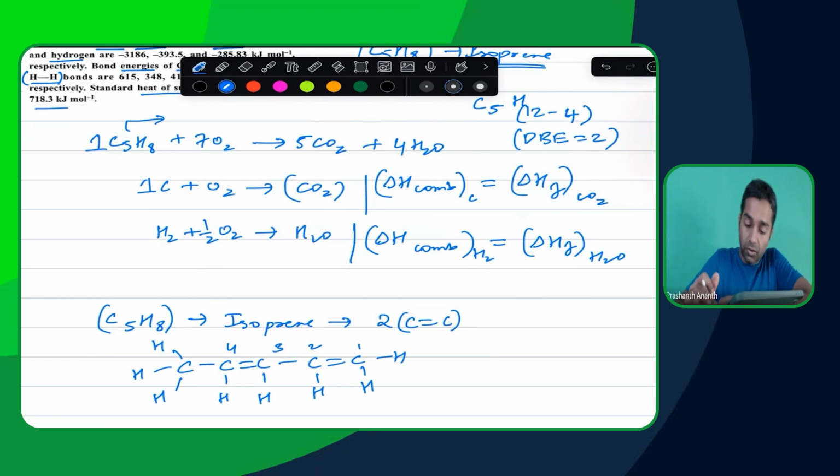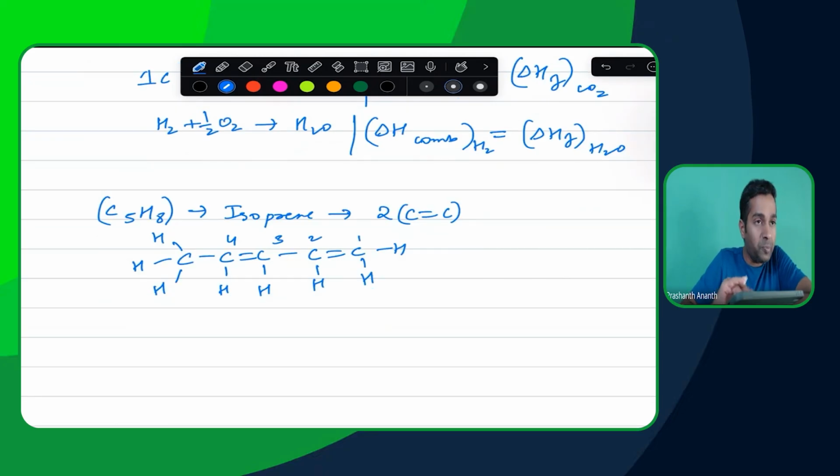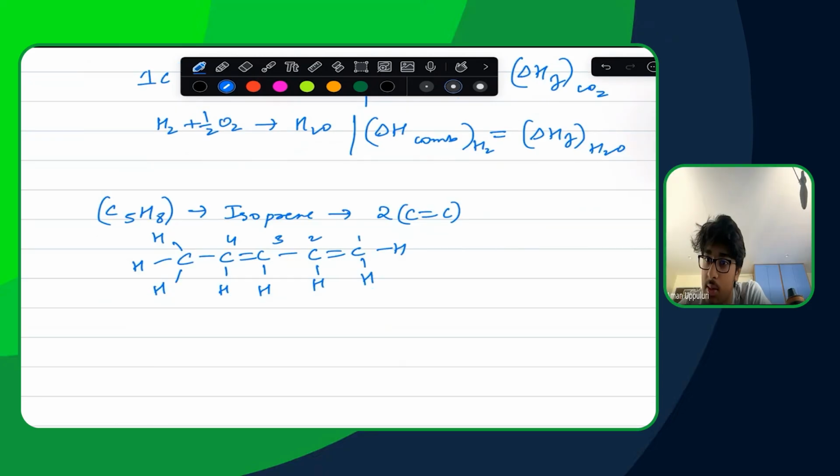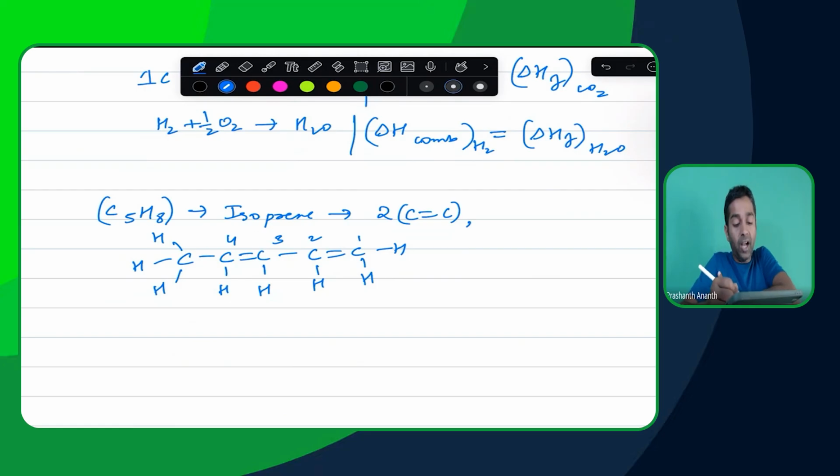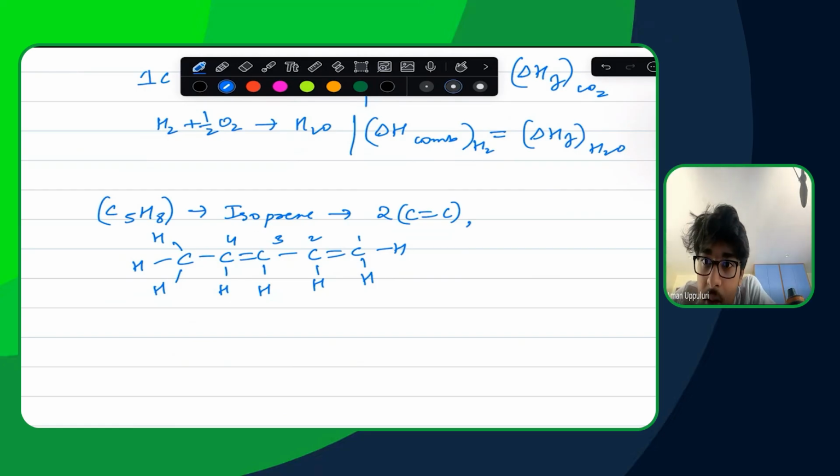If it is of this kind over here, what bonds are present? The number of bonds present will remain the same as long as the double bond equivalent is the same. So I can say 2 carbon double bonds. How many carbon single bonds are there? Carbon single bonds: 5.